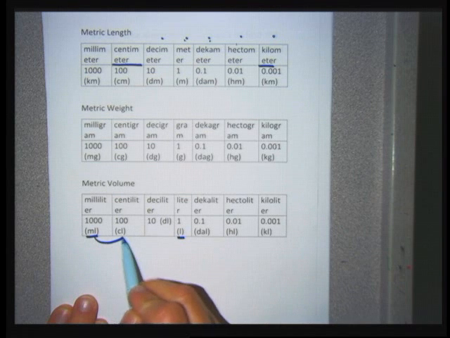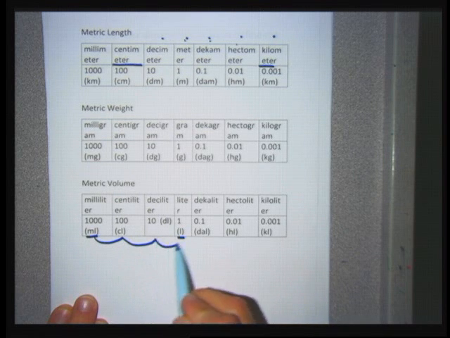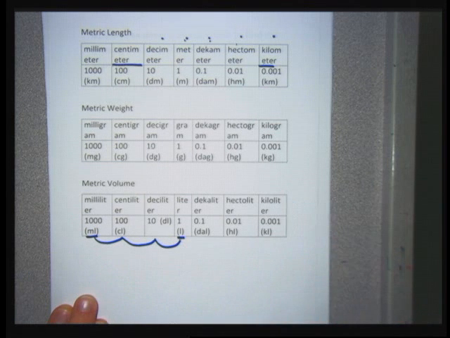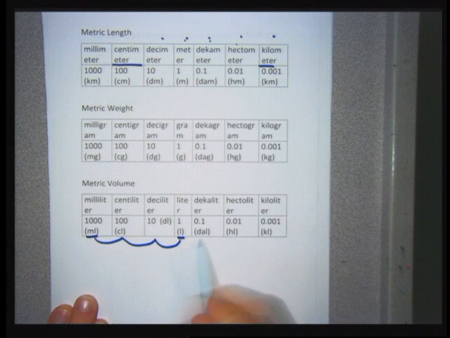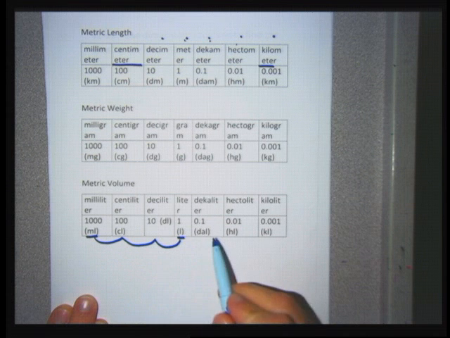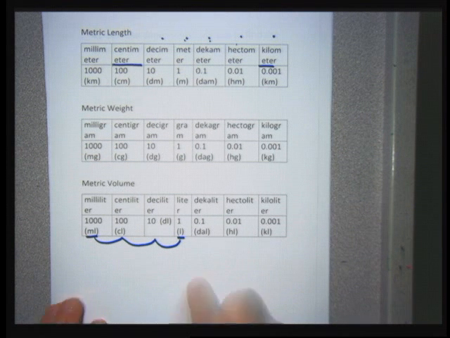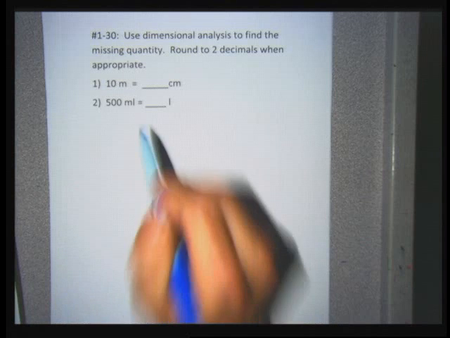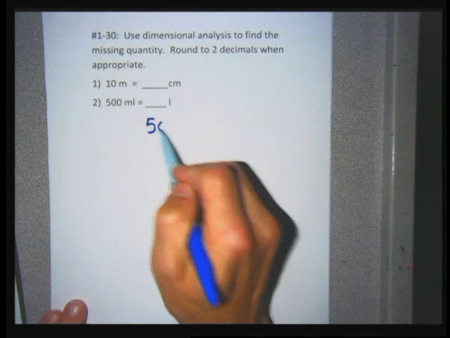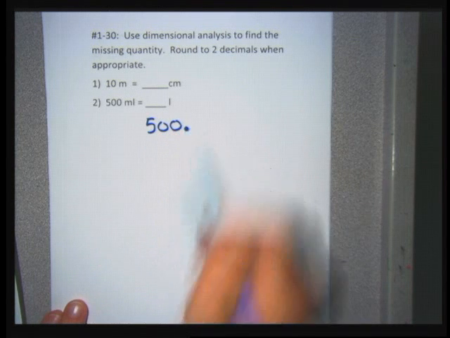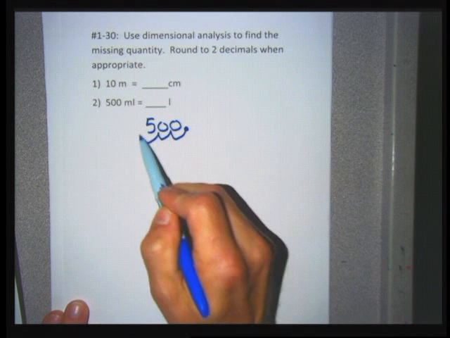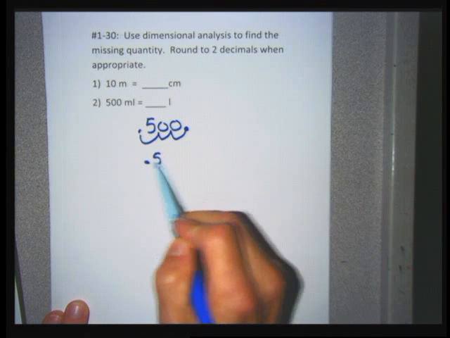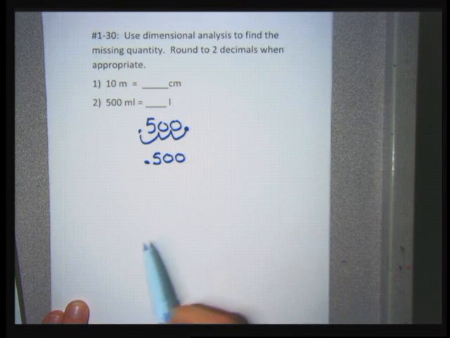It's 1, 2, 3. I was moving to the right, so I need to move my decimal the opposite direction to the left. So to go from milliliters to liters, I have to move to the right as I'm counting the spaces, which means I go opposite with my decimal. I'm going to move my decimal 3 places to the left. So my 500 milliliters has an implied decimal after the 0, and I need to move it 3 places to the left, which is going to give me 0.500.